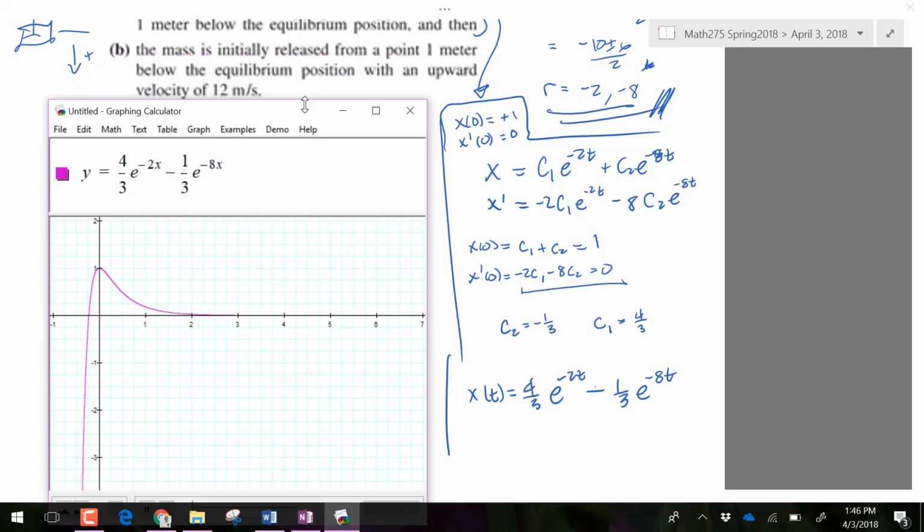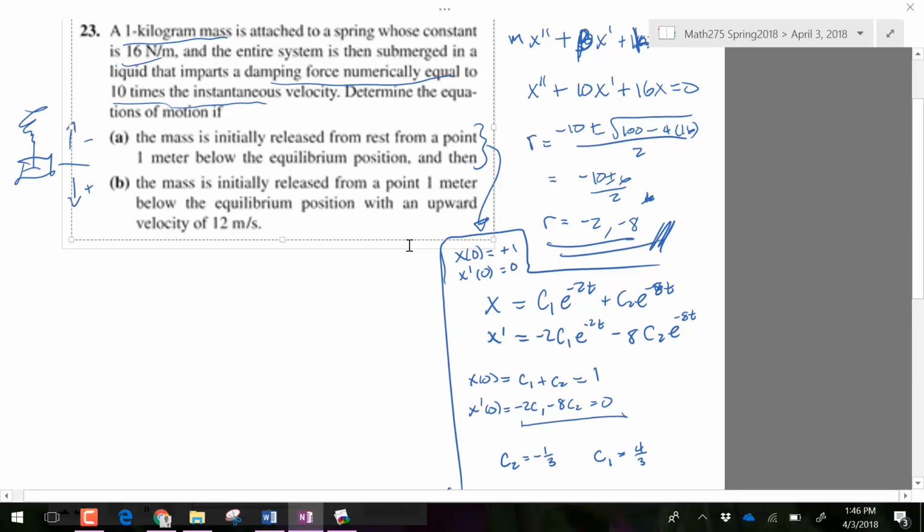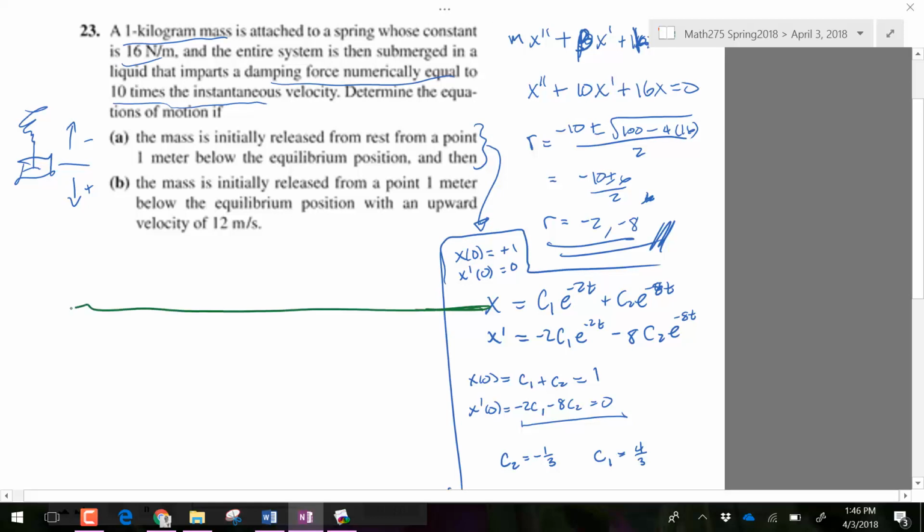All right, the next part of the problem, I don't think it's much different. If we do this part B, we would just really be picking up from here, except the mass is initially released at a point 1 meter below the equilibrium with an upward velocity. So here they just give us an upward velocity. Should we do it? No, it's the same. We get the same solution. X is equal to C1.